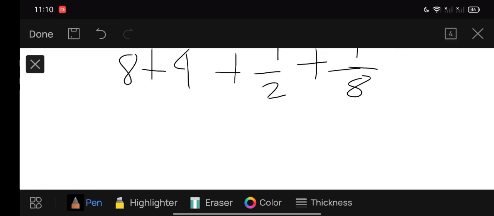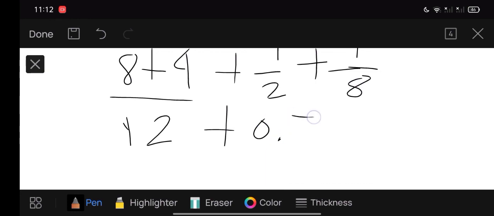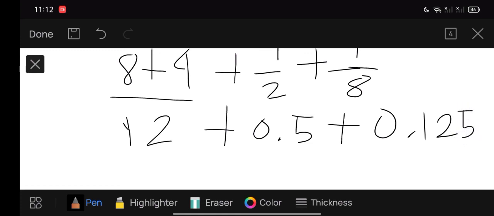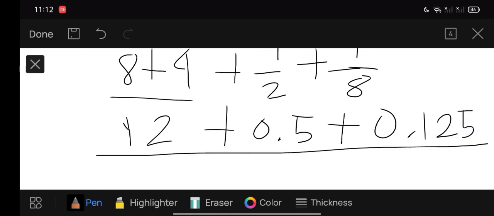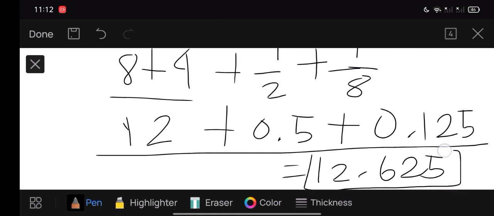And so 8 plus 4 is 12, and then we have 1 over 2. So let's divide 1 by 2, it's 0.5, plus 1 divided by 8 is equal to 0.125. So adding up these three numbers will give us this answer, 12.625. So that's how we can convert a fractional binary number into a decimal number.